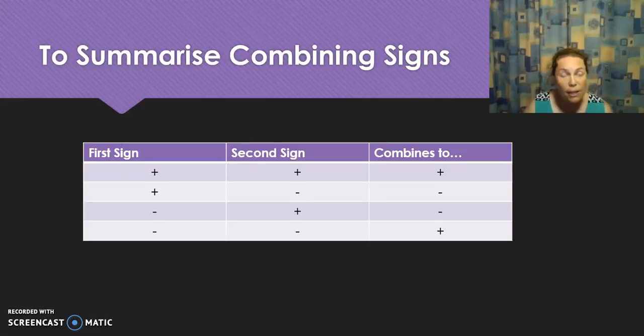To summarise, we have the same table that you would have seen when we did adding and subtracting integers. If the first sign is a positive as is a second, they will combine to create a positive because the signs are the same. A positive and a negative, or a negative and a positive, create a negative. And 2 negatives, once again, the signs are the same, so they create a positive. The great thing about this to remember is the sign combination is the same whether we are adding or we are subtracting, which is really handy.